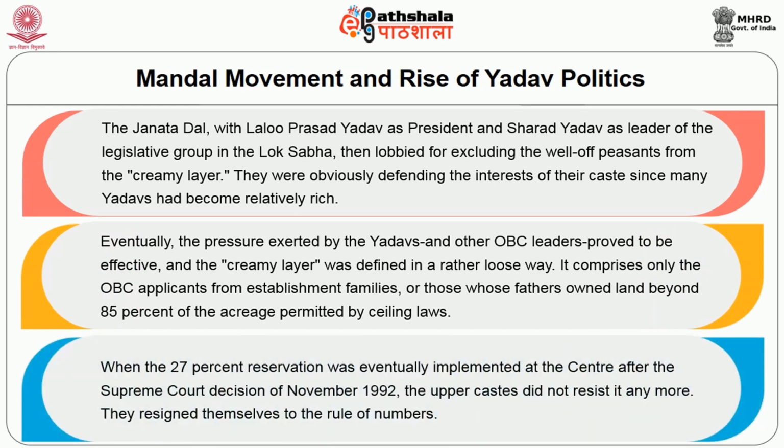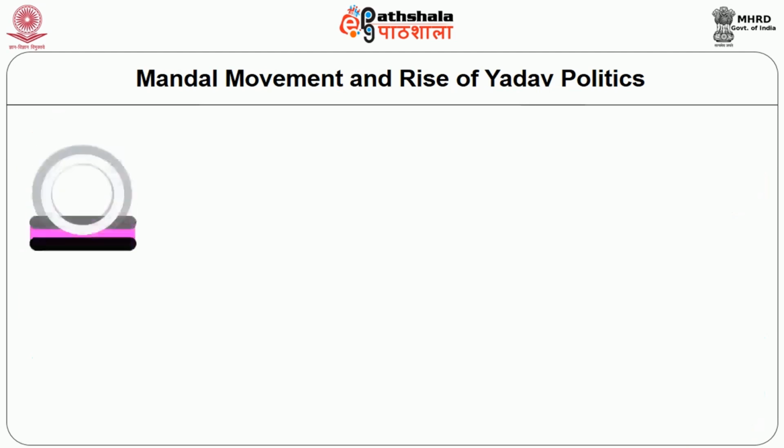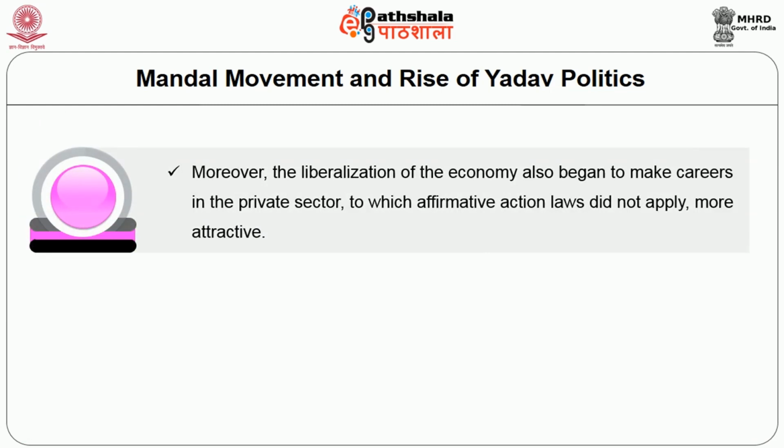When the 27% reservation was eventually implemented at the center after the Supreme Court decision of November 1992, the upper castes did not resist it anymore. They resigned themselves to the role of numbers. Moreover, the liberalization of the economy also had begun to make careers in the private sector, to which affirmative action laws did not apply, more attractive.